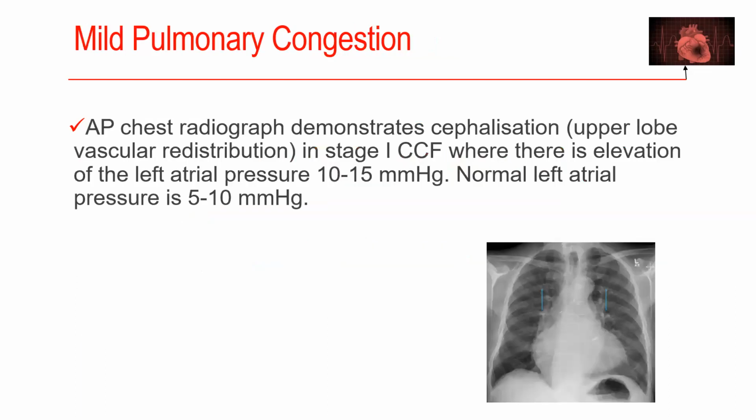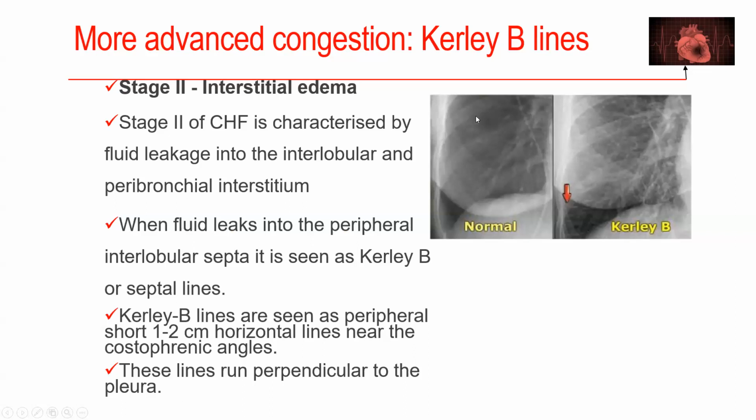Okay? Pretty straightforward. Now, this is just showing you basic what we call cephalization. That shows upper lobe vascular redistribution. So what you're actually seeing is the vessels here are engorged. Again, no one's going to ask you to actually diagnose that. There may be a reference to this term, Kerley B.